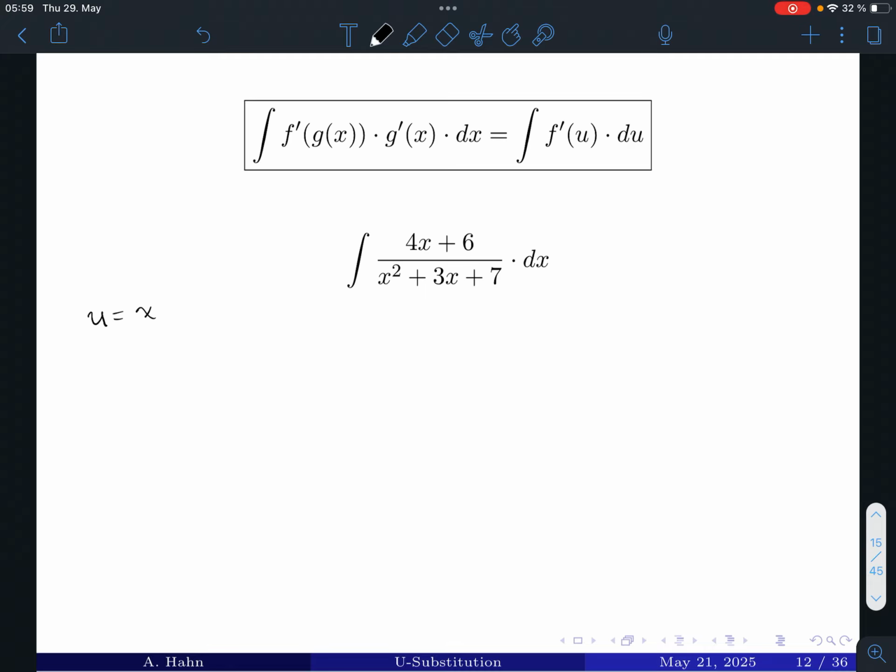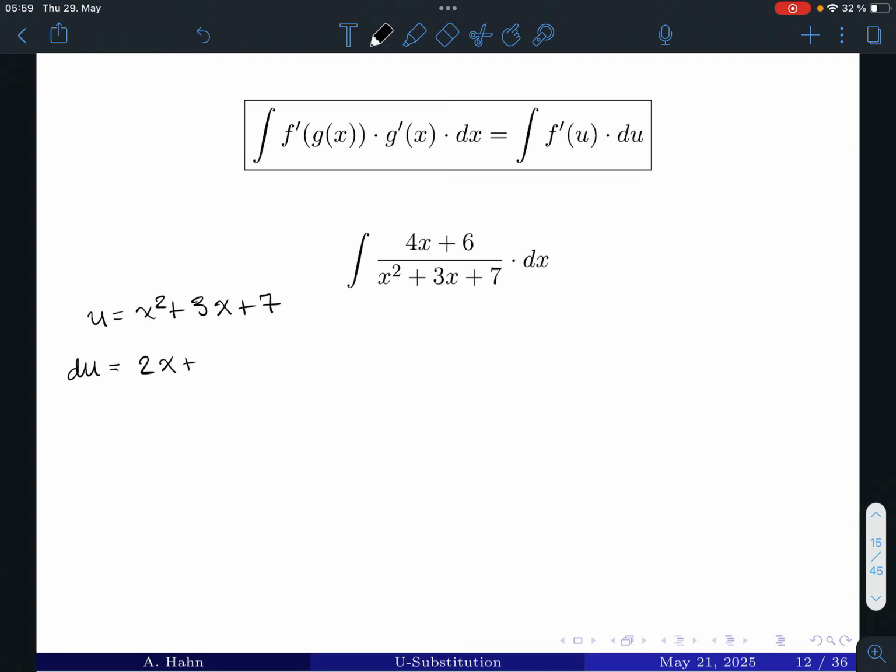And so we're going to write down u is equal to the bottom of this function. U is equal to x squared plus 3x plus 7, and that's a guess. And then to make sure that that is in fact the u, we're going to take the derivative and see if the derivative, or a constant multiple of the derivative, is multiplied somewhere else in the problem.